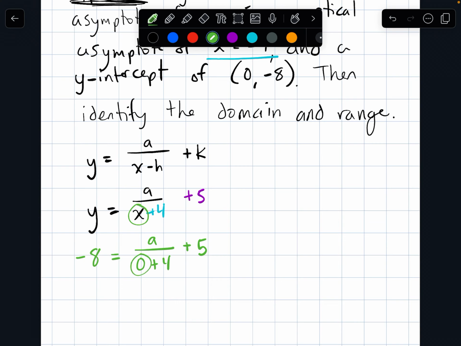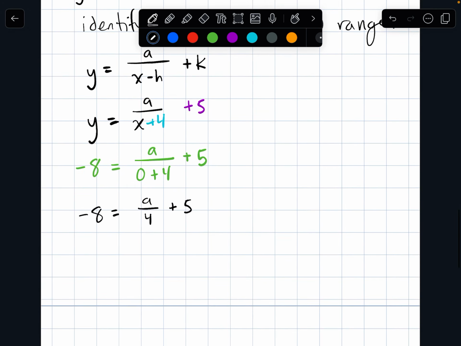So after I replace the x with a 0 and the y with a -8, we should be able to solve this for a and figure out what that a value is going to be. So if we do this, we've got -8 equals a over 4 plus 5. I'm going to go ahead and subtract 5 on both sides. All right, so this means we've got -13 equals a over 4.